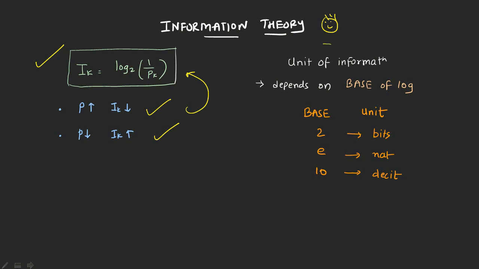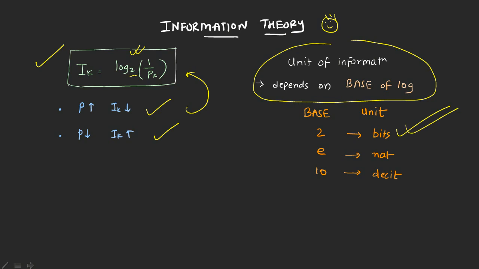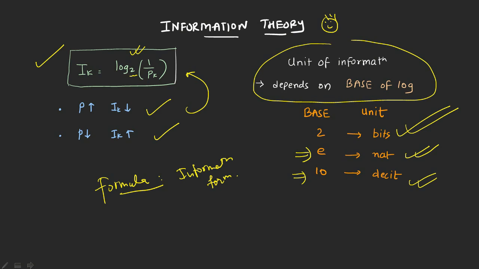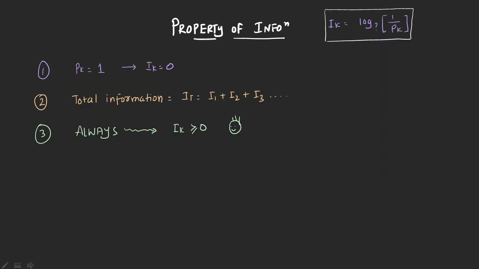The unit of the information depends upon the base of the log, because as we saw in this formula, the base is 2. This means that the unit is bits, as you can see here. And if the base was e, the unit was nat. If the base was 10, the unit was decit. So this is the next part if we go in the formula terms. What is the information formula? Let us repeat it. I_k is equal to log to the base something of 1 by P_k. You tell me the base, I will tell you the unit of information. Clear?